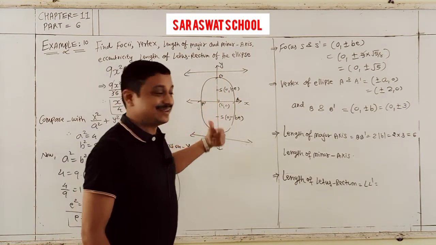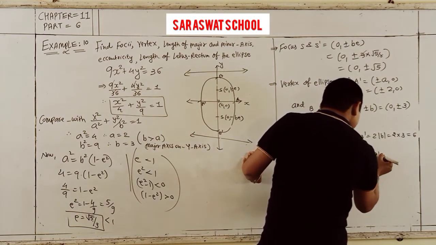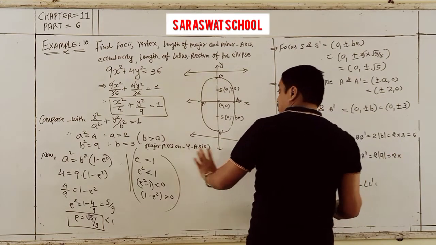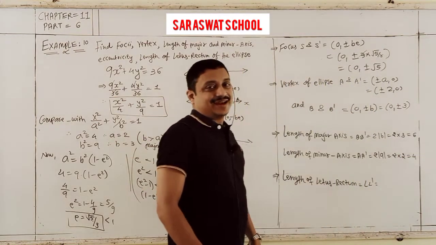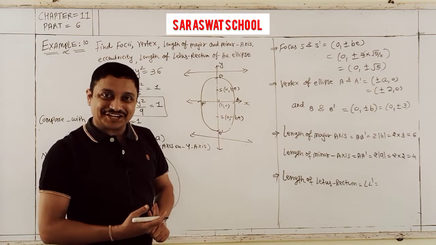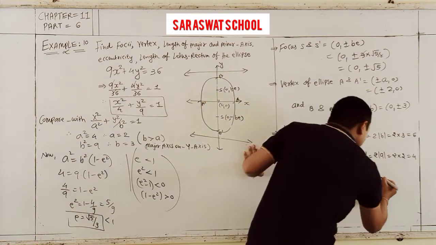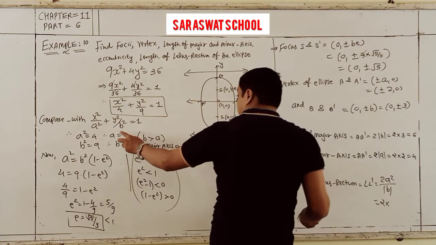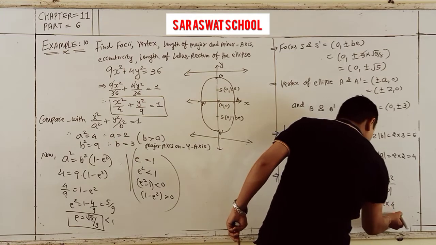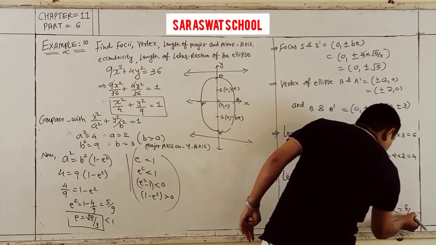Same for minor axis. This is the minor, A dash. So it is 2 modulus a. And what is the a value? A is 2. Exactly 4. And now length of latus rectum. In the first case 2b square by a. Here write down 2a square by b. And what's your a square? So a square you have is 4. And b is exactly 3. It comes to 8 by 3.